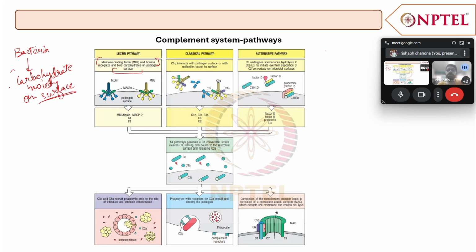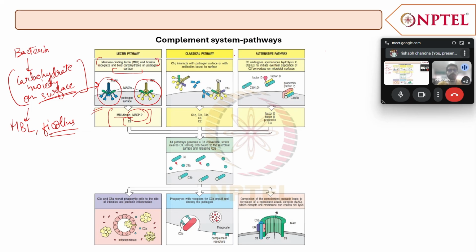Okay, so these carbohydrate moieties are basically identified by mannose binding lectin or ficolins, which activates this lectin pathway. As you can see in the figure, this is a ficolin and this is a mannose binding lectin. So we have MBL or ficolin, then MASP2, C4 and C2. These are the complement proteins that are majorly involved in the lectin pathway.